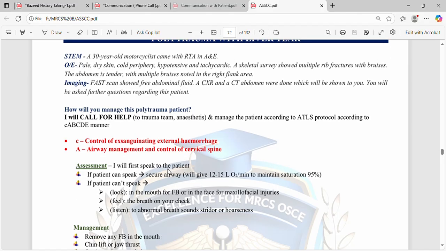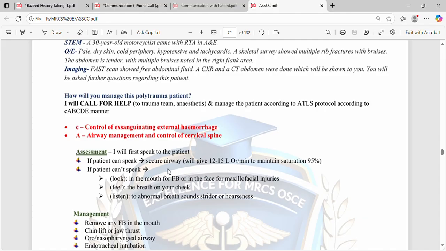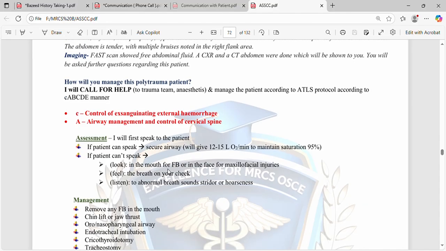protocol. So A is airway management and control of cervical spine. So I will first speak to the patient. If the patient can speak, secure airway, and give 12 to 15 liters of O2 per minute to maintain saturation at 95%. So just speak to the patient. If he can speak, this means that his airway is okay.